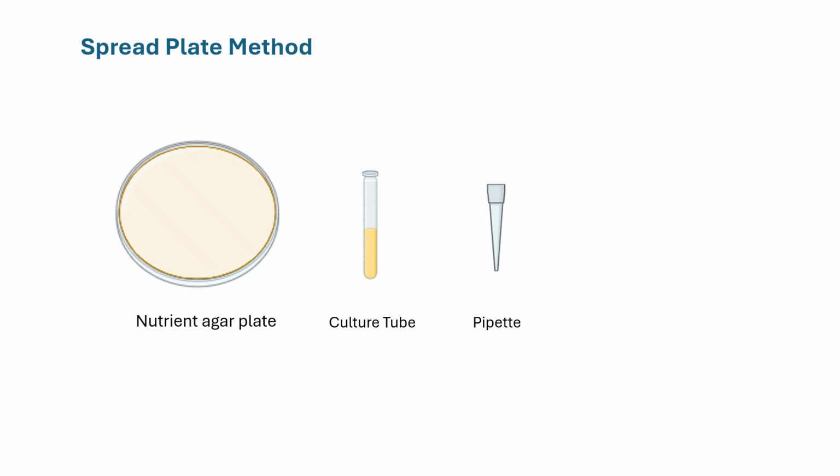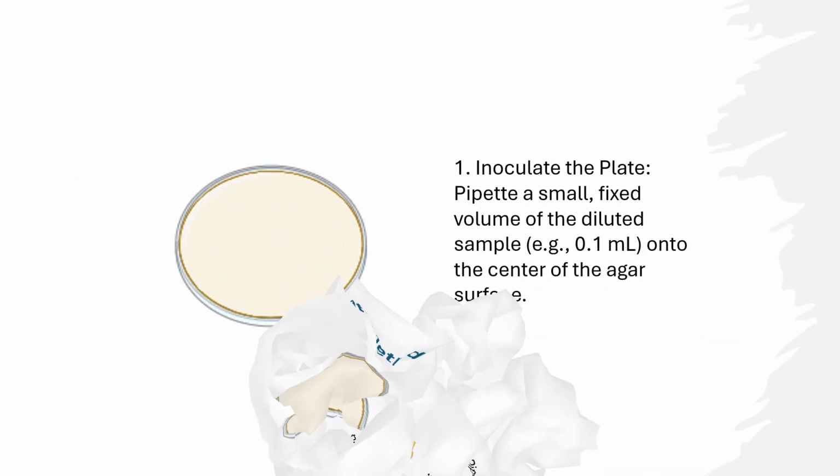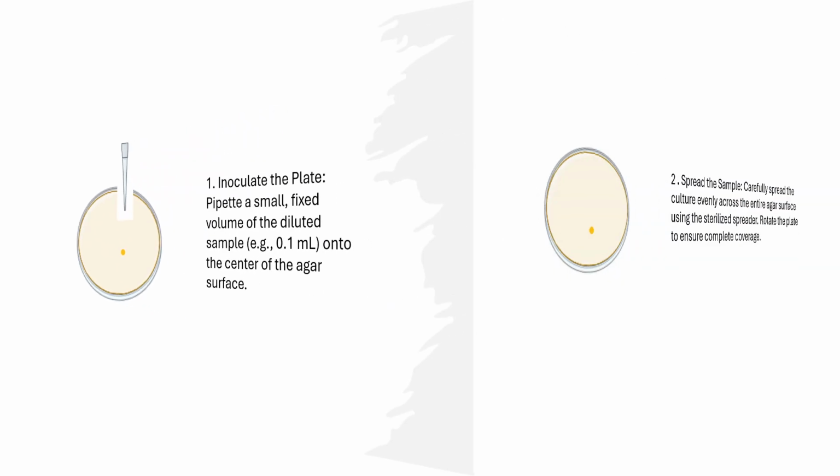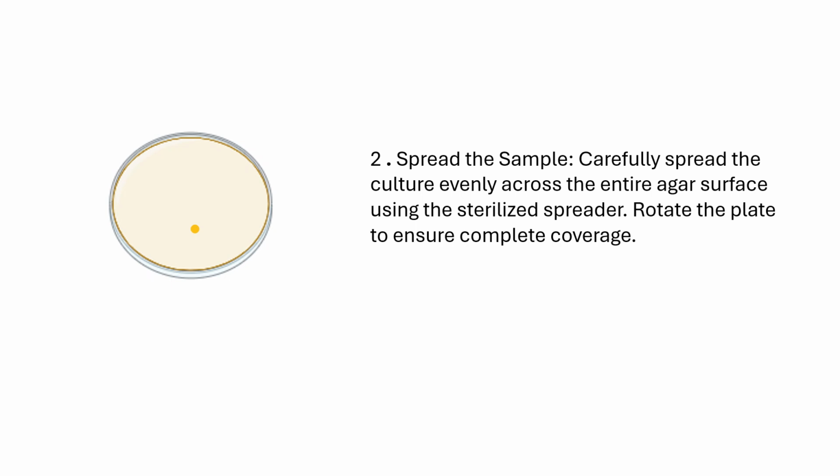Firstly, we have to take a sterile nutrient agar plate, a sterile culture tube and a sterile pipette. The first step is to inoculate the plate. Pipette a small fixed volume of the diluted sample, like 0.1 ml, on the center of the nutrient agar surface. Then spread the sample. Carefully spread the culture evenly across the entire agar surface using the sterilized spreader.